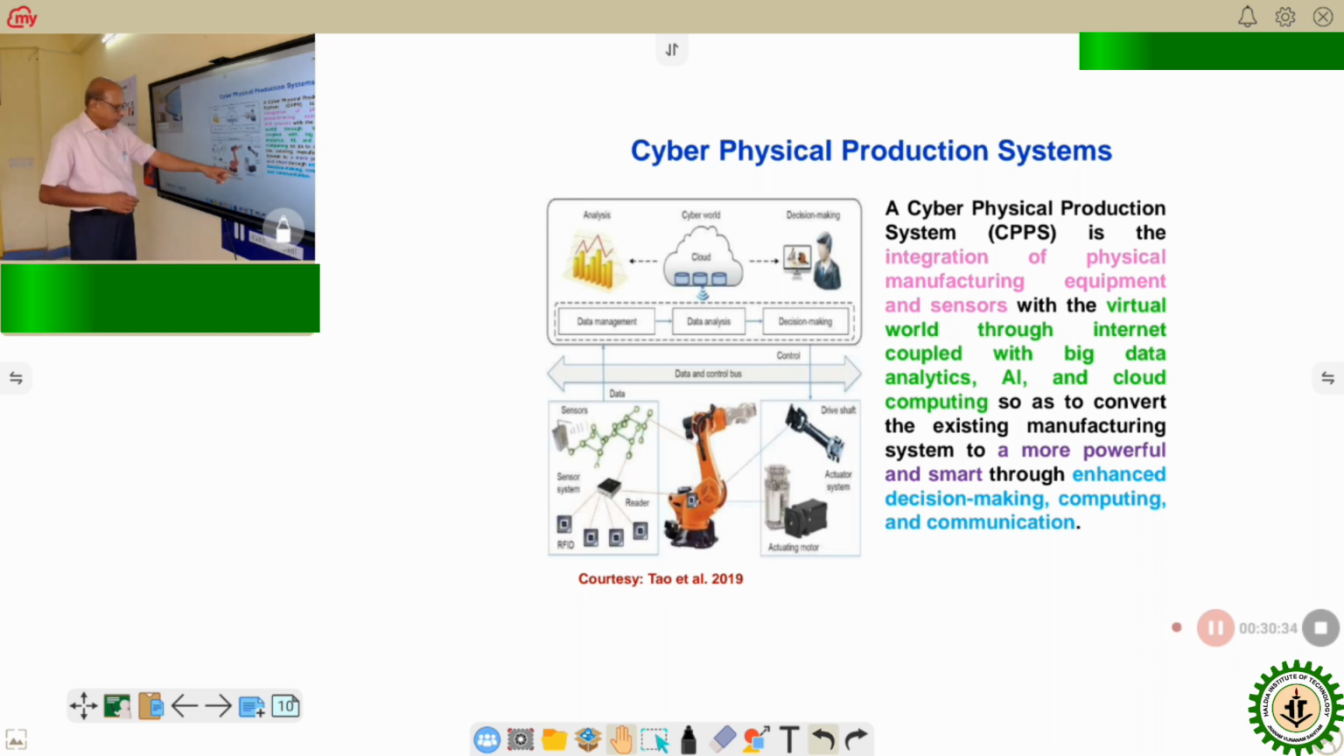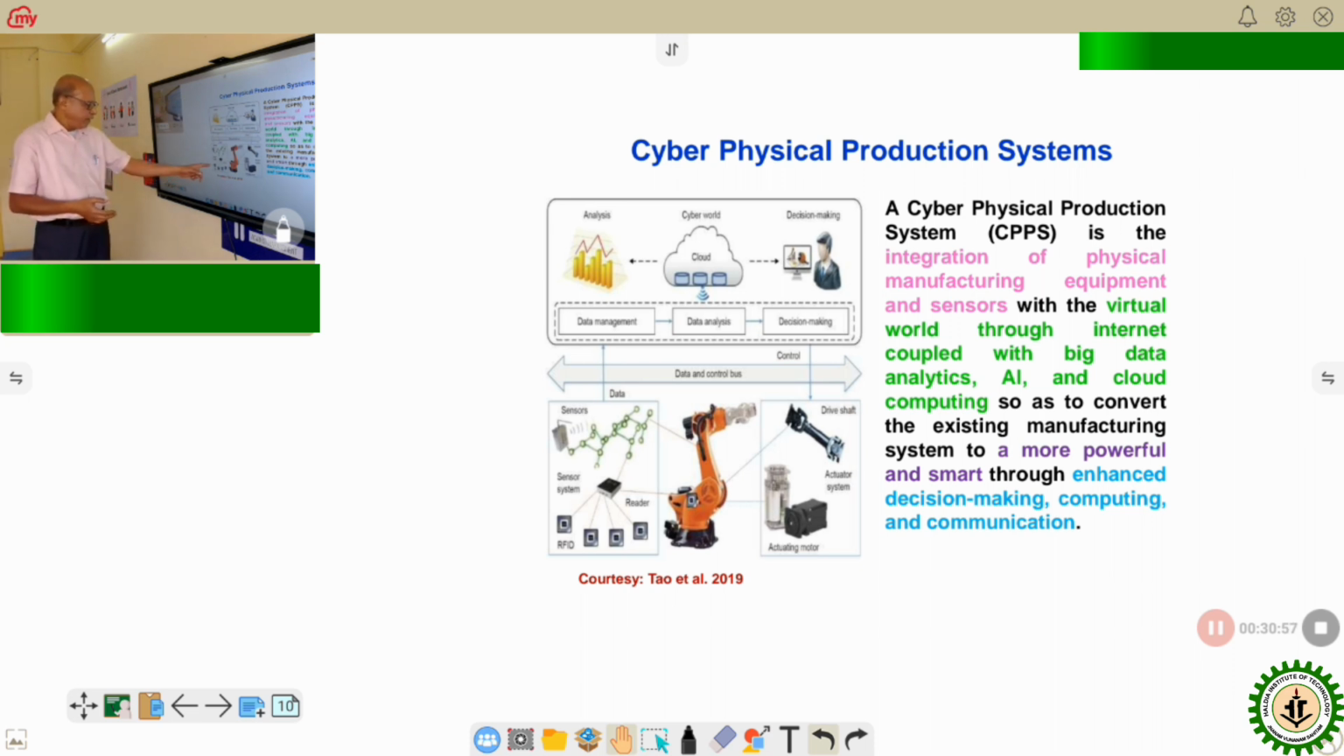So in this particular picture I have taken from the paper, it is a very good work, a very prestigious research article having a very large number of citations. You see that the entire figure is divided into two halves. The lower part represents the shop floor, the physical part, and the upper one, which is enclosed in the rectangle, is the cyber or digital part.